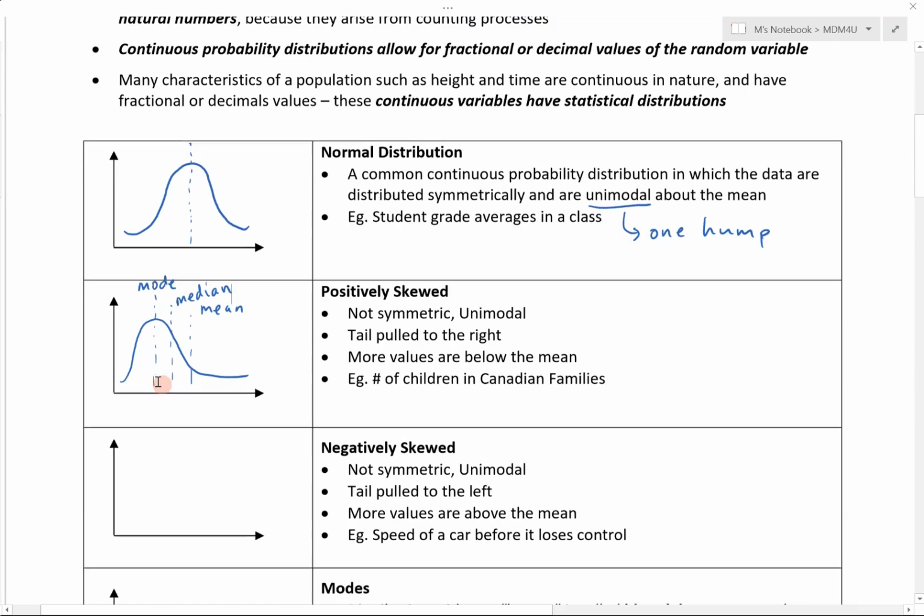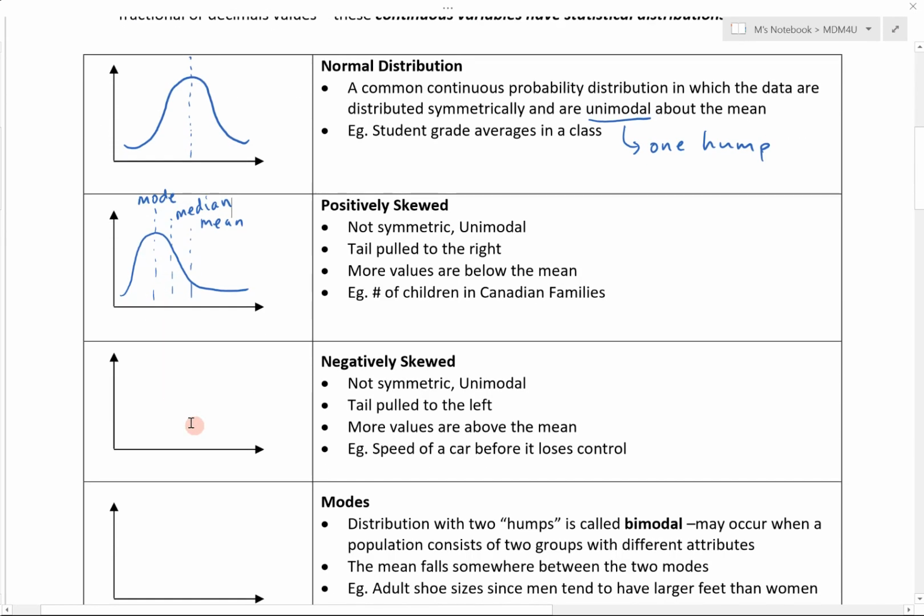Then we have a negatively skewed distribution, which is just the opposite of the positively skewed. It's not symmetric. The tail is pulled to the left, and more values are now above the mean value. So if my mean is here, there are more values above the mean.